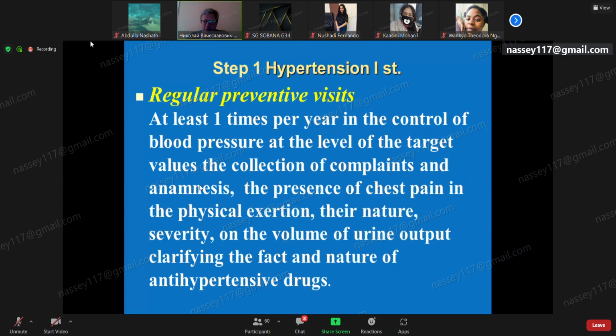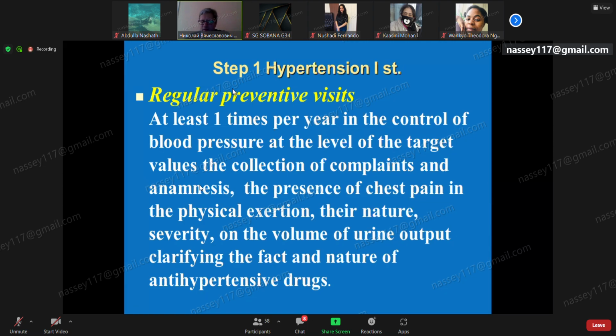Let's again illustrate this algorithm by an example of hypertension, first stage. Regular preventive visits are recommended at least 1 time per year, and these visits should control blood pressure level and maintenance of this level at the target value, and include the collection of possible patients' complaints and anamnesis.